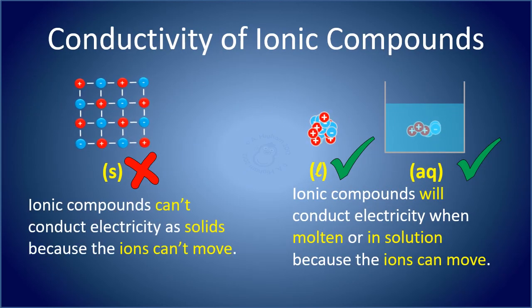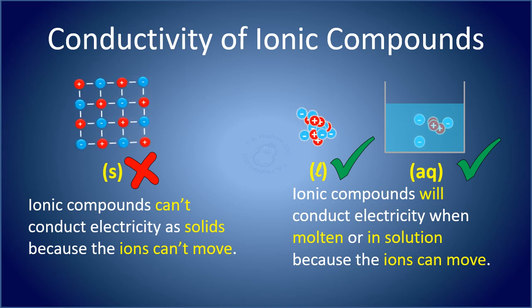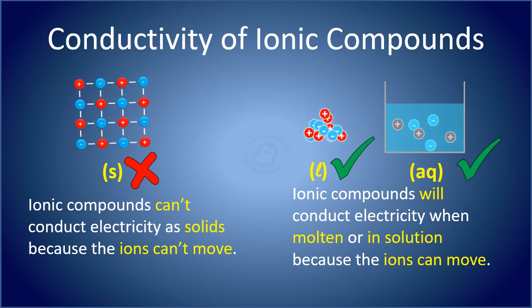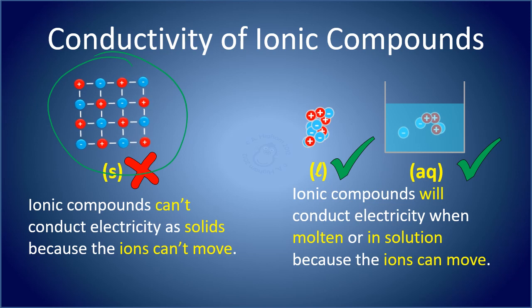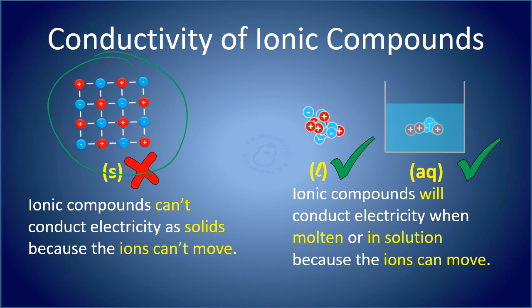So again, we've got here something from the bonding unit, where we look at conductivity of ionic compounds. Ionic compounds will conduct electricity only when molten or in solution. The easiest way to think about this is that the ions can move. If we look at the ions in the solid, they're all in a fixed position. They vibrate, but they vibrate in place and they can't move, and certainly can't migrate towards an electrode.